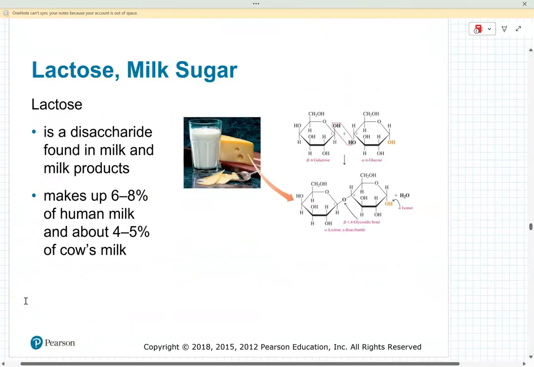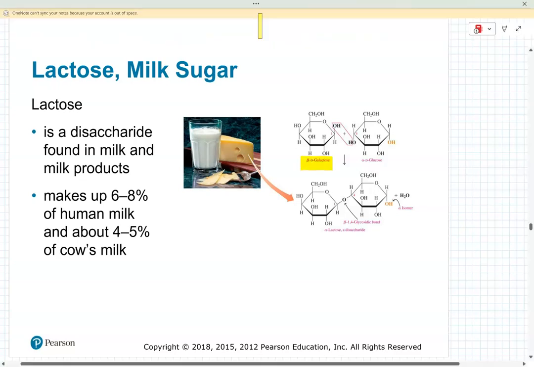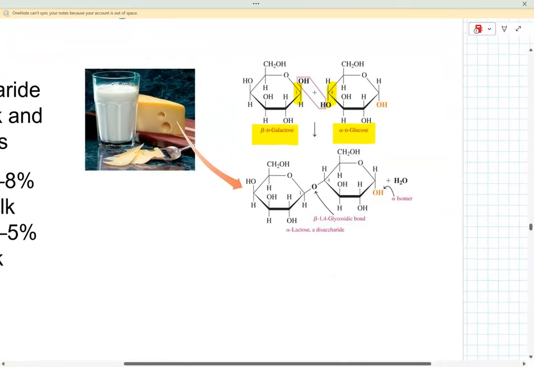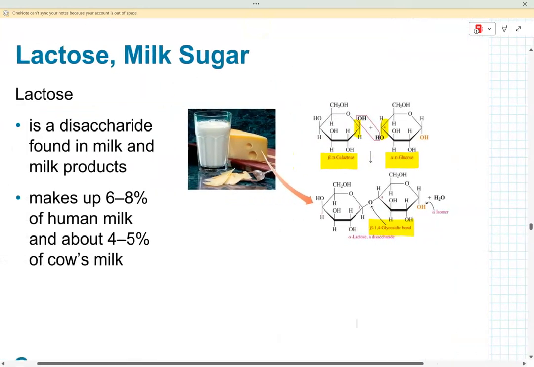Lactose, which we just described. So first of all, the components: beta-D-galactose and alpha-glucose. The bond is between carbon 1 and carbon 4. Since the hydroxyl group at carbon 1 is in beta position above the ring, we have a beta 1,4 glycosidic bond. Obviously, it is found in milk products.